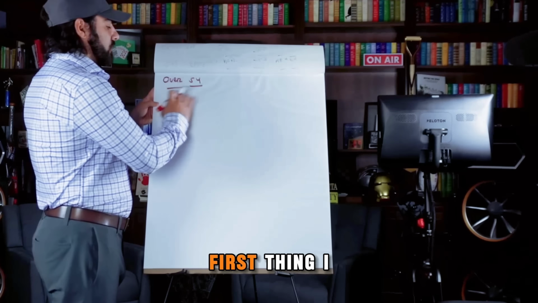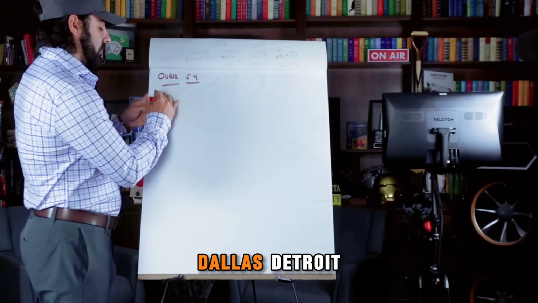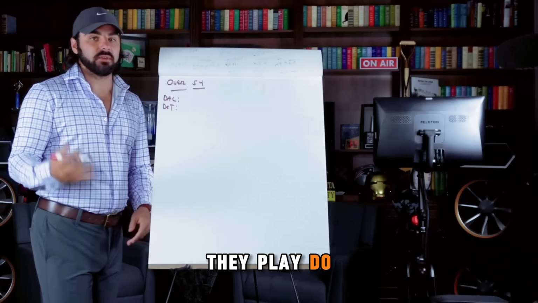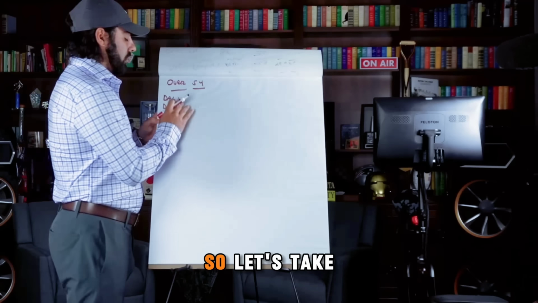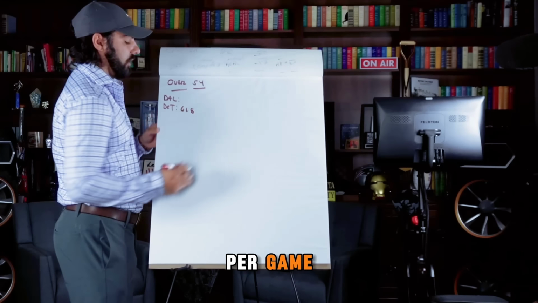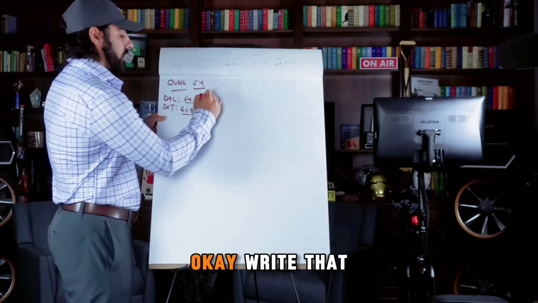All right, so the first thing I like to look at is both the teams. We're going to write those down, okay? Dallas, Detroit. Both teams' plays per game. How fast do they play? Do they run a lot of plays? So let's take a look at that first off. Detroit runs 61.8 plays per game. Dallas runs 64.8 plays per game. Okay, write that down.